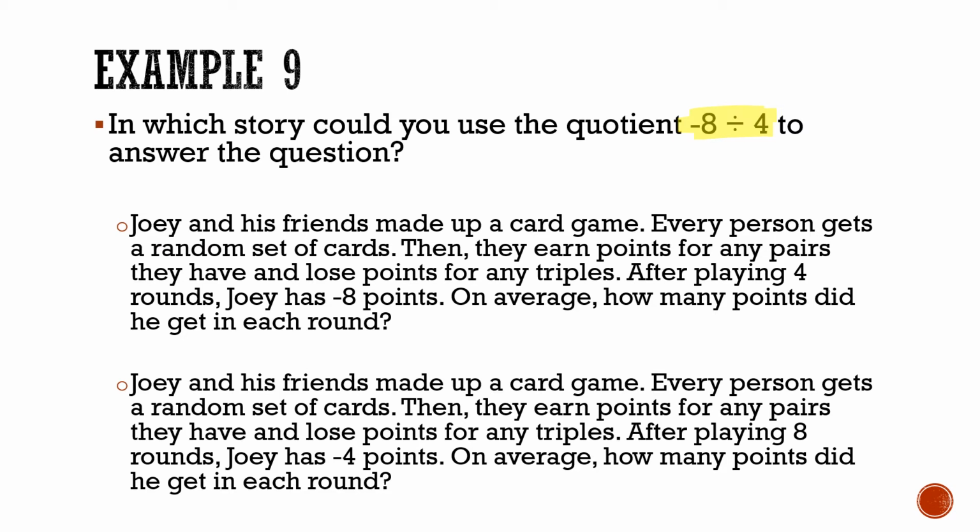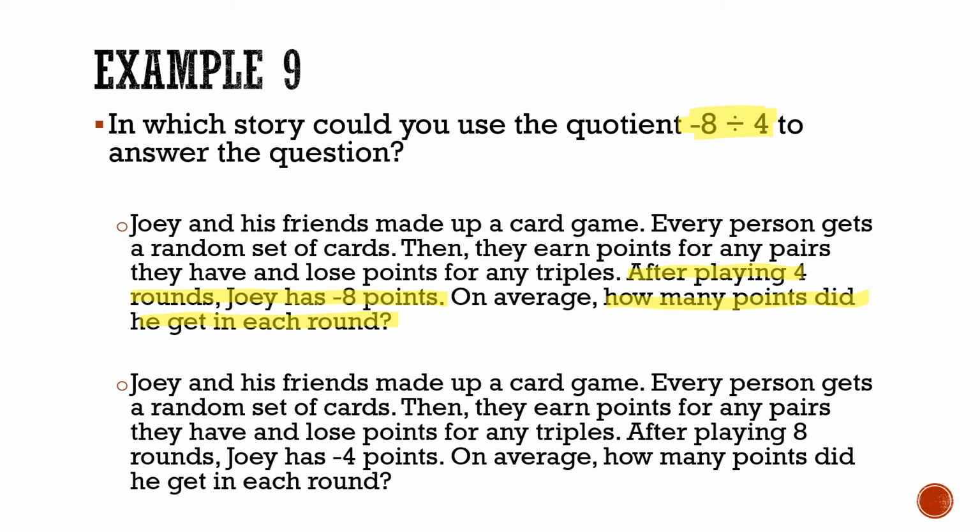Okay, it says Joey and his friends made up a card game. Every person gets a random set of cards. Then they earn points for any pairs they have and lose points for any triples. After playing 4 rounds, Joey has -8 points. On average, how many points did he get in each round? The important part here is that after playing 4 rounds, he has -8 points, and we want to know how many points he got in each round.